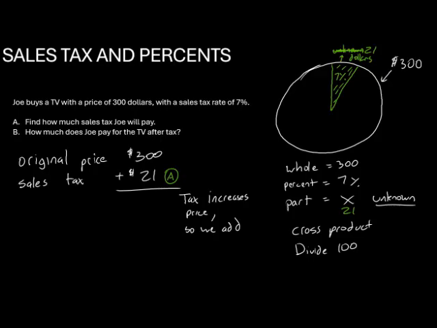We'll put a plus sign next to the 21 and take 300 plus 21. If you add these, this will give you $321, and that will be our total price. This will be the answer for part B.